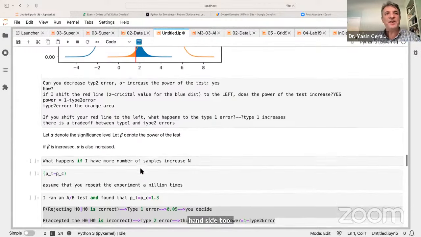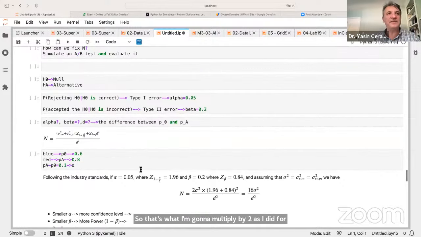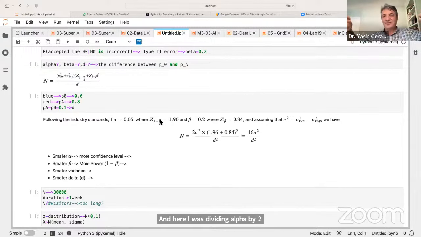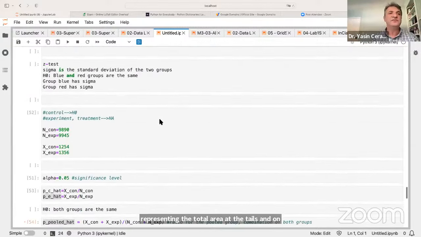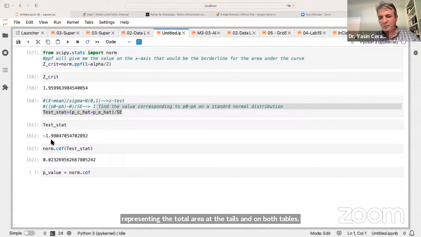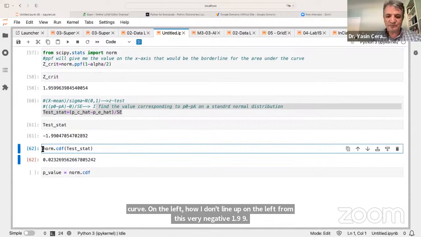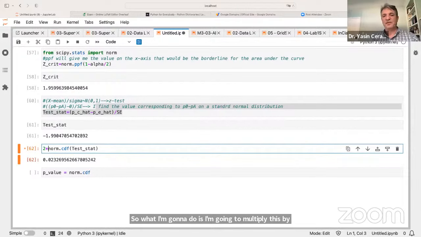Remember when I was calculating the critical value, I was dividing alpha by 2, because alpha is representing the total area at the tails, on both tails. So this T stat is only giving me the area under the curve on the left. How do I know it's on the left? From this value, negative 1.99. So what I'm going to do is multiply this by 2.